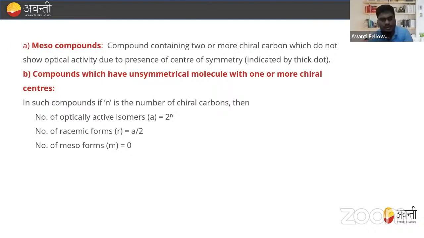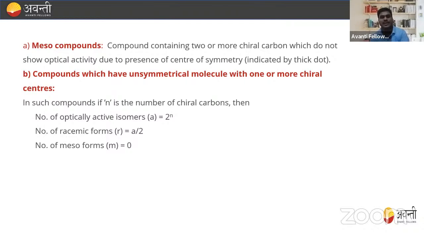So what is a meso compound? A compound containing two or more chiral carbons which does not show optical activity due to the presence of a center of symmetry, indicated by the thick dot. Now, the compound which has an unsymmetrical molecule with one or more chiral centers.